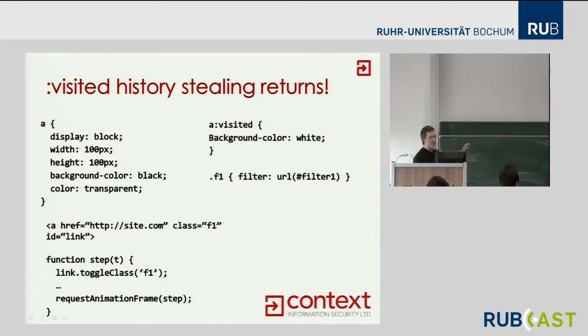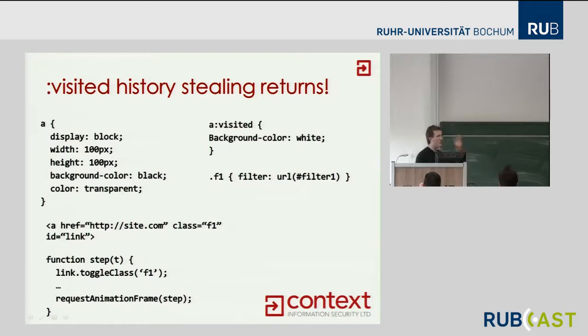And then we have a bit of JavaScript that uses request animation frame. What this JavaScript does is toggle the filter on and off. So toggle class, each time it's run, if the F1 class is on the element, it will remove it, and if it's not on the element, it will put it back on. Each time it turns the filter on, the browser will have to calculate all of the pixels, and it will take a certain amount of time depending on if the link is visited or not.